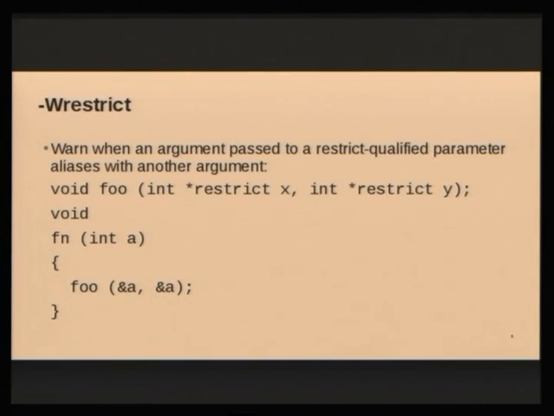-Wrestrict warns when you break the assumption that a restrict qualified parameter aliases with another argument. So in this case, you have foo that takes two restrict qualified pointers, but actually you pass them the same address, which is invalid because the compiler could optimize out a lot of stuff and it could misbehave. So that's another warning. I didn't make it this time.